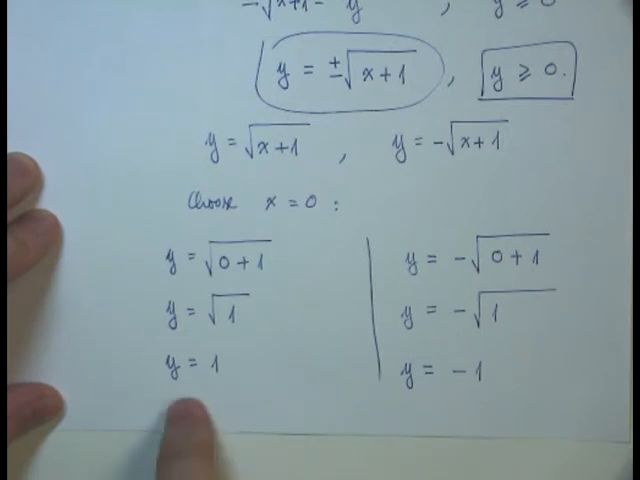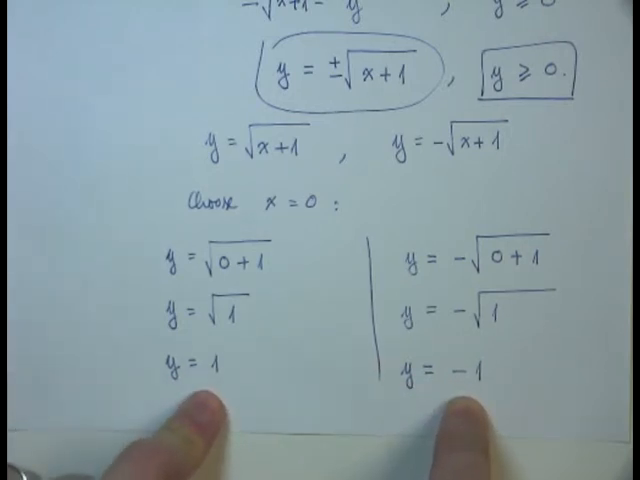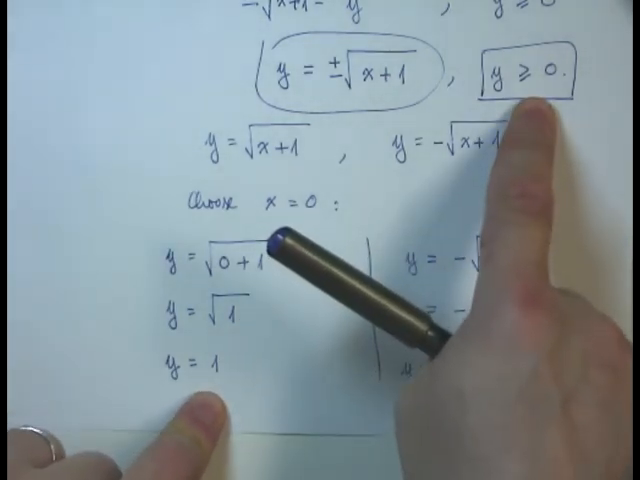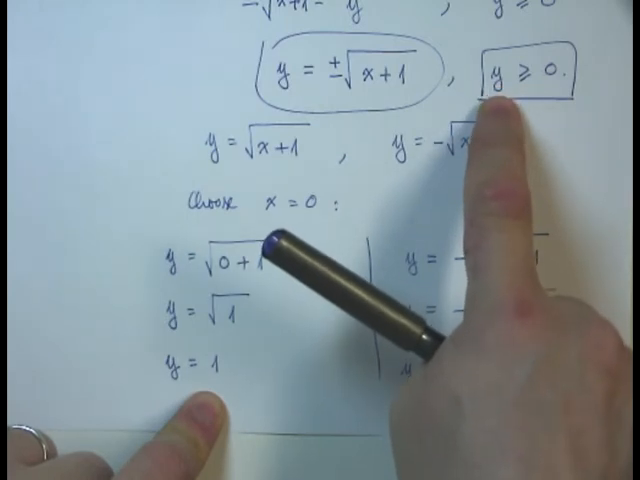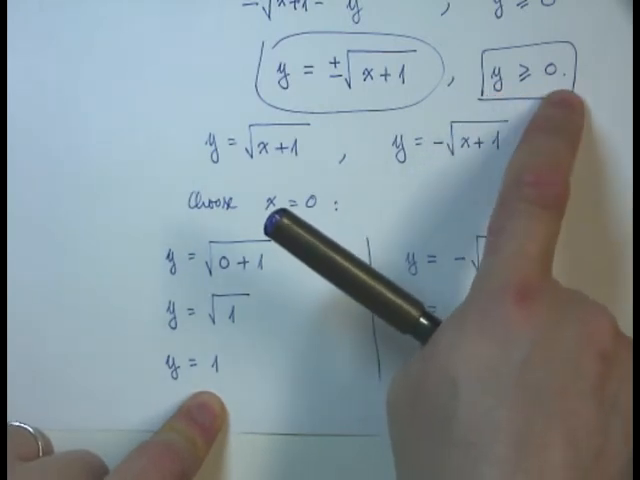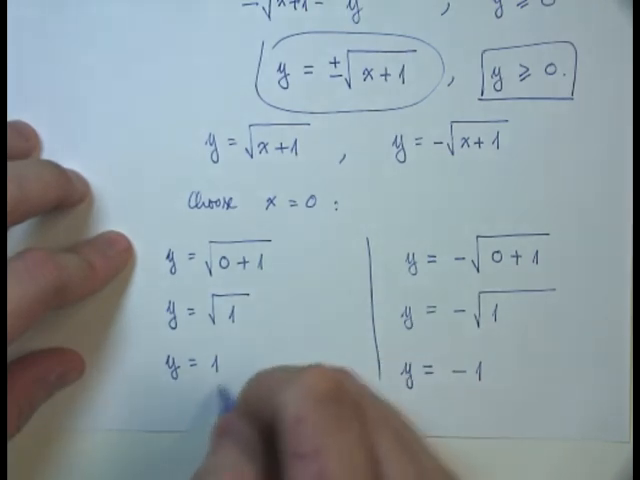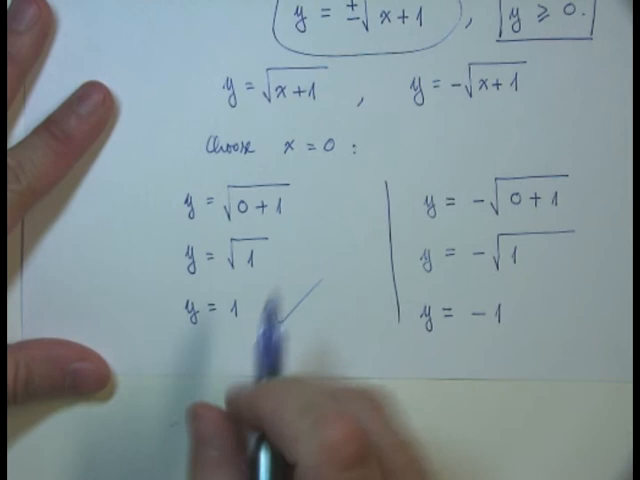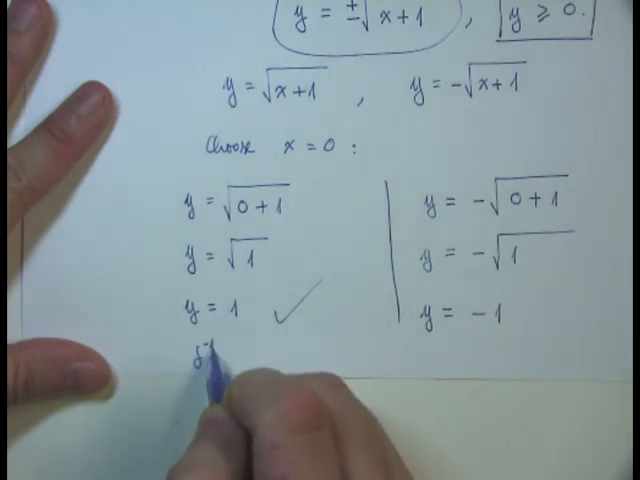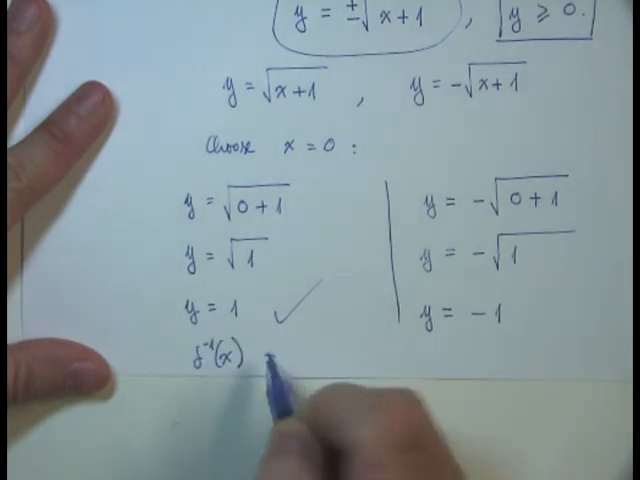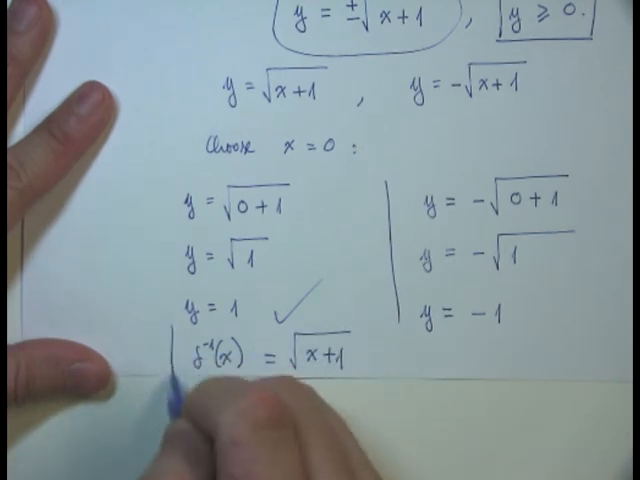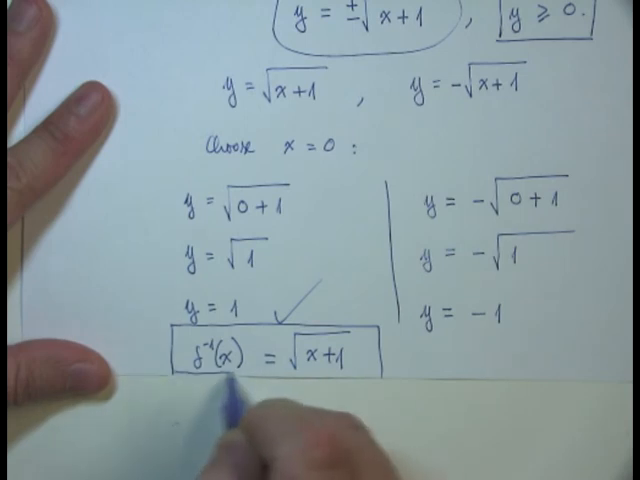So which one of these two values for y is consistent with the conditions specified earlier? So here, this condition is saying that we want y positive or equal to 0. So that means this side is the winner. Meaning, here's the final line, deciding my inverse function in this case is to be positive square root of x plus 1. And that is the whole point of what we're doing here.